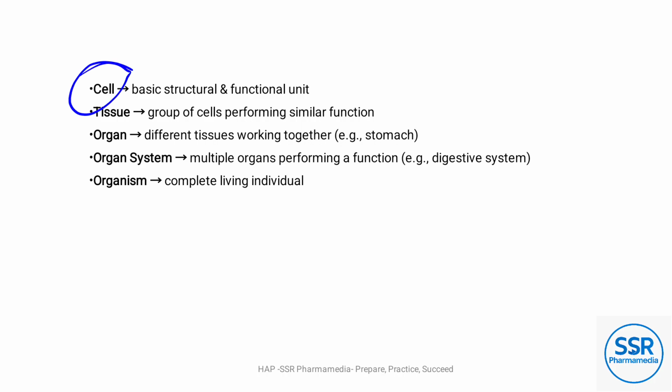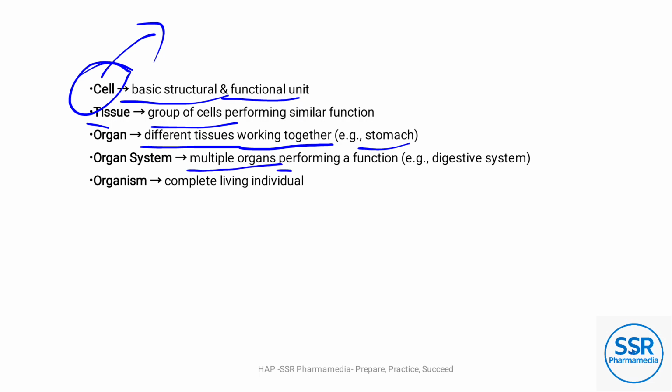Cells, we discussed yesterday. Cells are the basic structural and functional units of the body. Tissues are groups of cells performing similar functions. Different tissues are groups of tissues working together. For example, the stomach is called an organ. An organ system is multiple organs performing functions, like the digestive system. An organism means a complete living individual, like microorganisms.